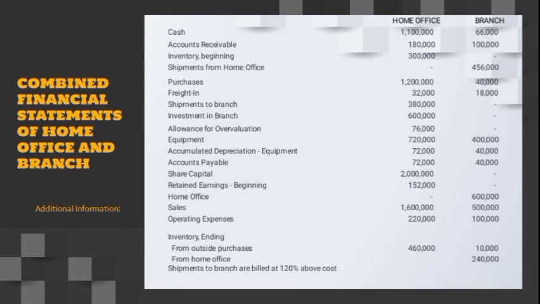Inventory and, actually pinaghiwalay natin. From outside purchases, we have 460,000 and 10,000 kay branch. And from the home office, meron tayong 240,000. Shipments to branch are billed at 120% of cost. So, kanina pa natin to alam, yung 120% na yan. Okay, here is the combined income statement para malaman natin kung magkano ang profit ni home office and then yung profit din kay branch.